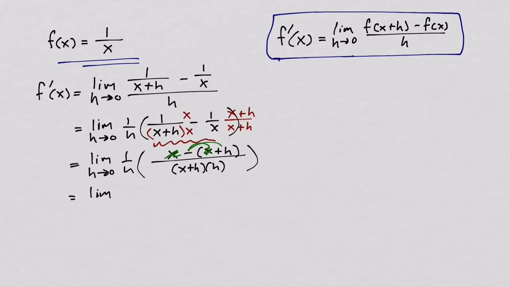I'm going to write the limit as h goes to 0. I haven't taken the limit yet, so I'm going to keep that there. In the numerator, I have a negative h. In the denominator, I have x plus h times x.